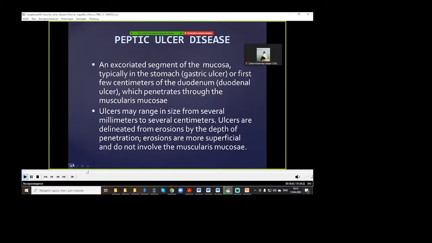Ulcers may range in size from several millimeters to several centimeters. All ulcers are delineated from erosions by the depth of penetration. This is a very important idea. Erosions are more superficial and don't involve the muscularis mucosa. This is the difference between ulcer and erosion.